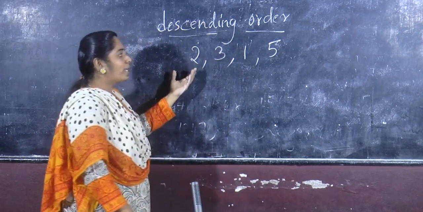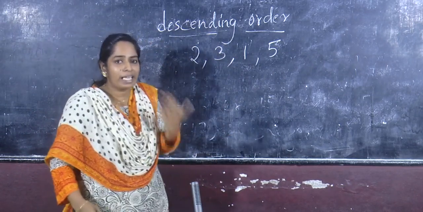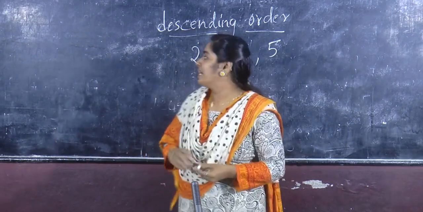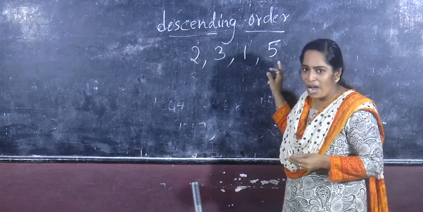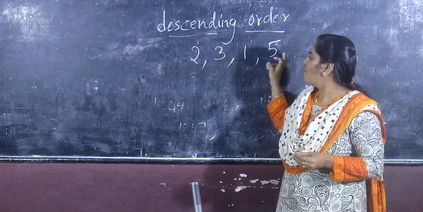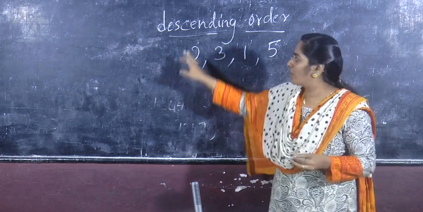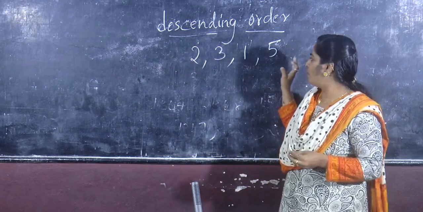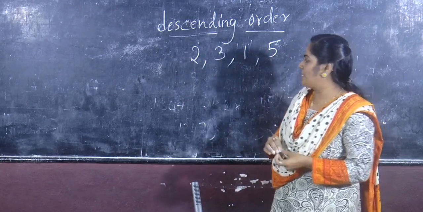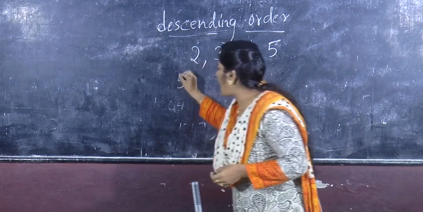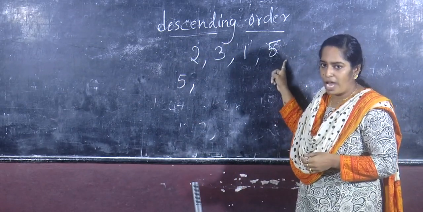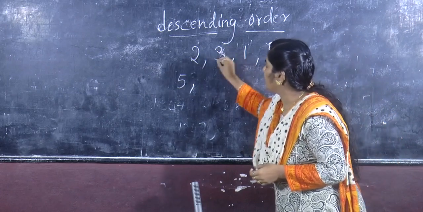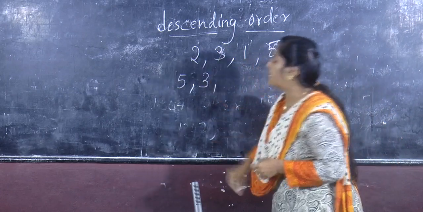So how will you write these numbers? Yes, you can tell. What is the biggest number here? That is 5. So we must write 5 first, isn't it? Because it is decreasing, we want to write 5 first. So we can write here 5. Then again, which number can we write? After 5, we can write 3.